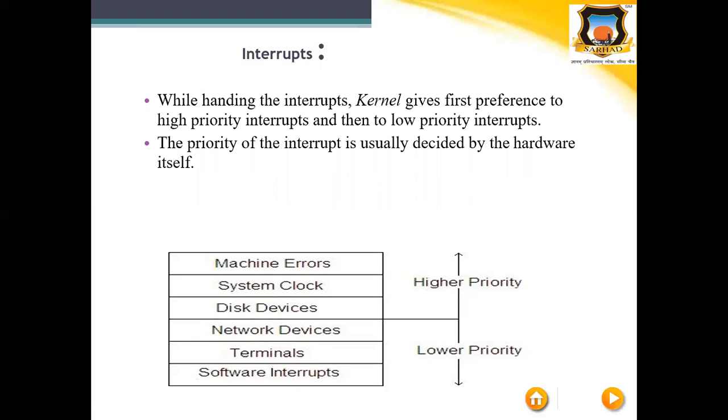Now, how will the interrupts be serviced according to priority? First preference will be given to the high priority interrupt. This priority of the interrupt is decided by the hardware itself. In a system, there are different types of interrupts: software interrupts, hardware interrupts, machine errors, system clock interrupts, disk device interrupts, network device interrupts, terminal interrupts, and software interrupts. For the machine error, the priority is high, and for the software interrupts, the priority is lower.